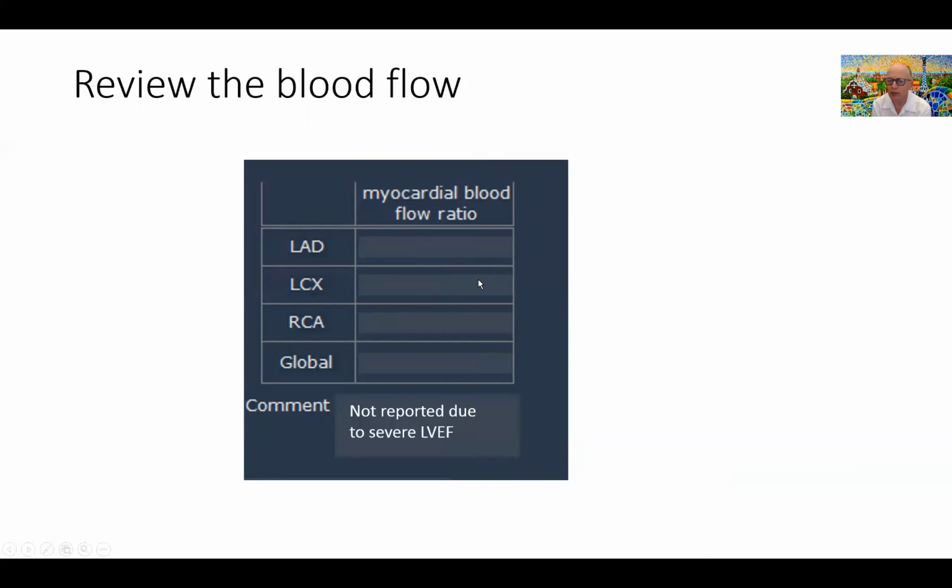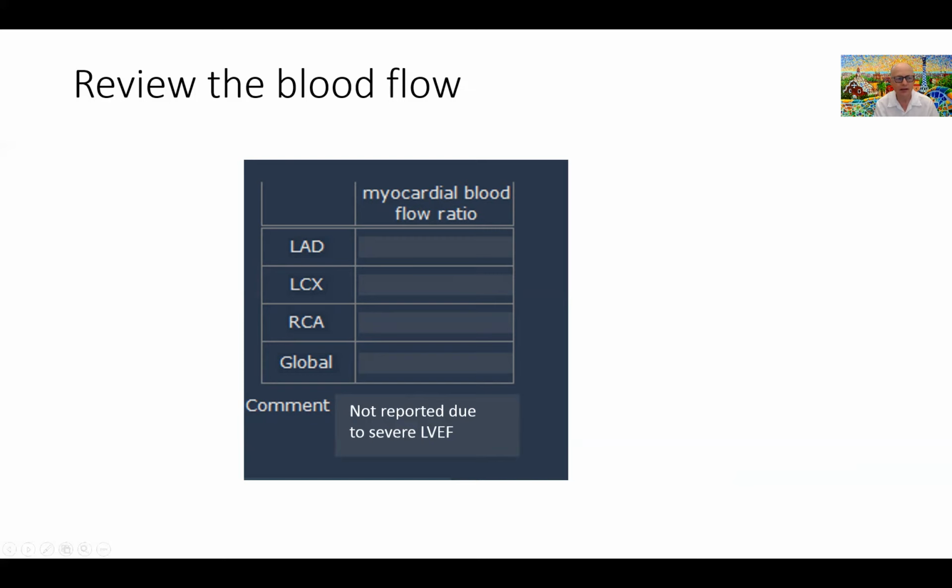Then we go to myocardial blood flow. We did not report the myocardial blood flow on this due to the severe left ventricular ejection fraction. It's the policy of our lab not to report it in patients with an ejection fraction less than 40% or with prior bypass surgery, until we get more data about these patients and how to interpret the data.